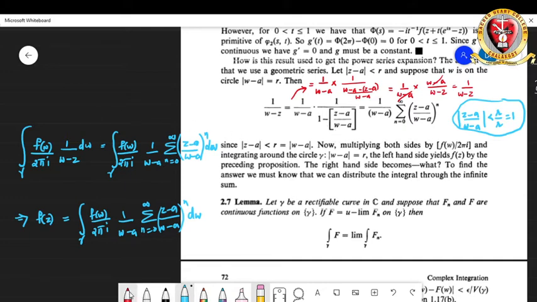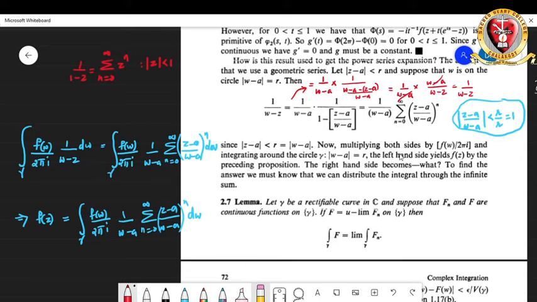Of course you know that 1 divided by 1 minus z is equal to summation n equal to 0 to infinity z raised to n whenever modulus of z is strictly less than 1. That is the part which we used here. And you got the term sitting here and the term sitting here.